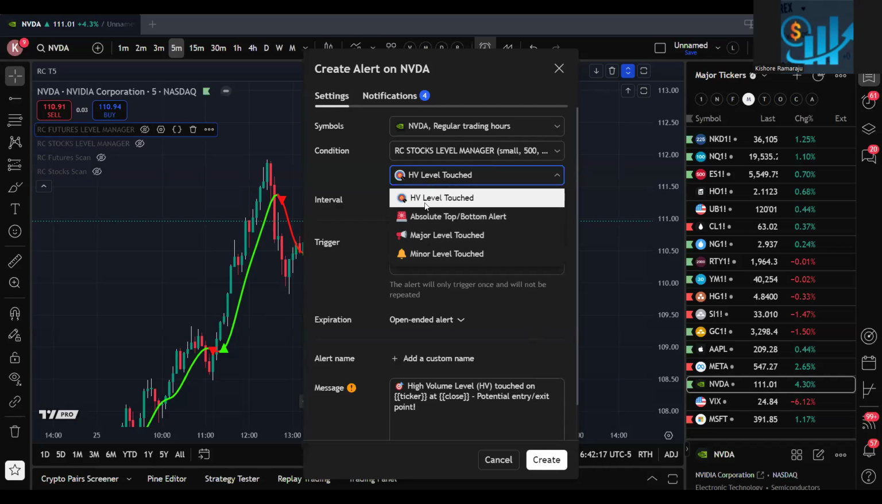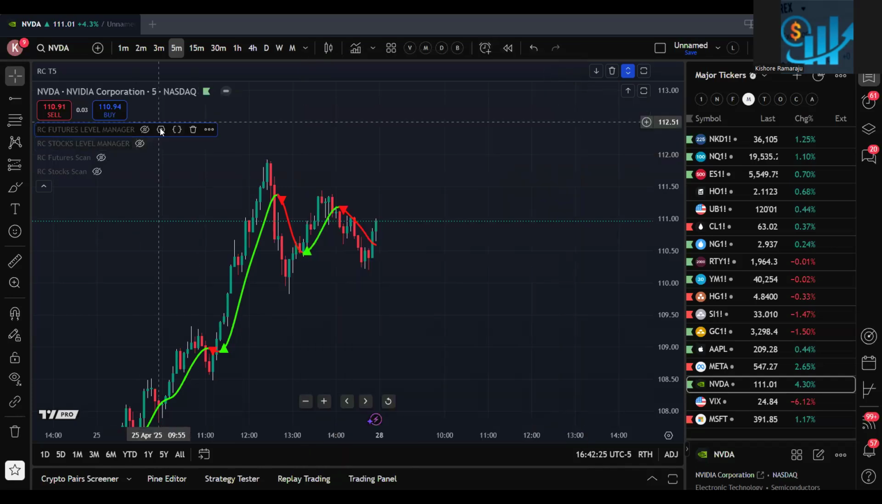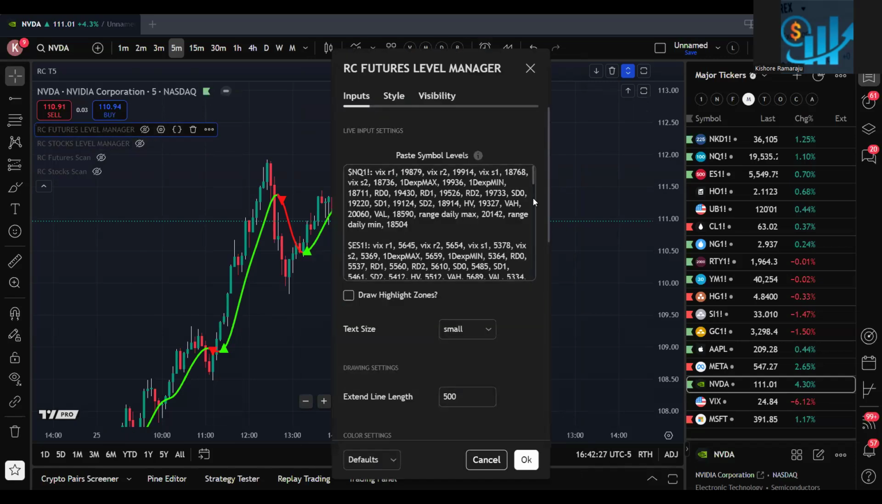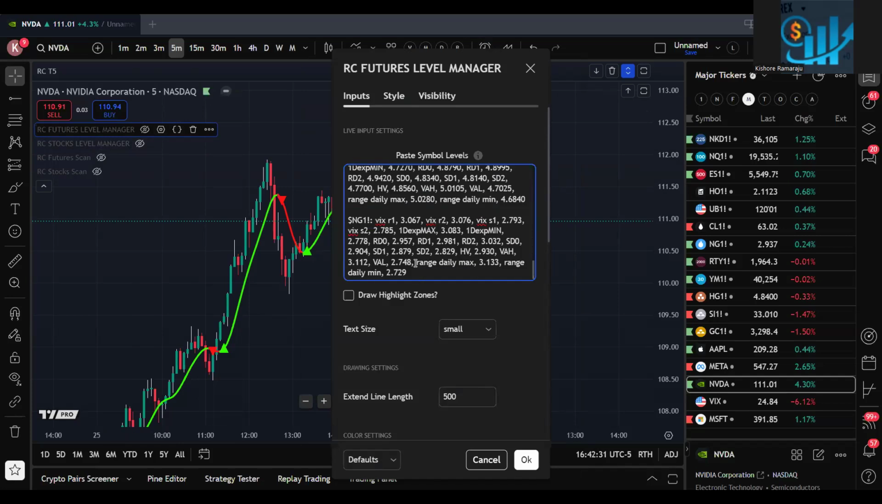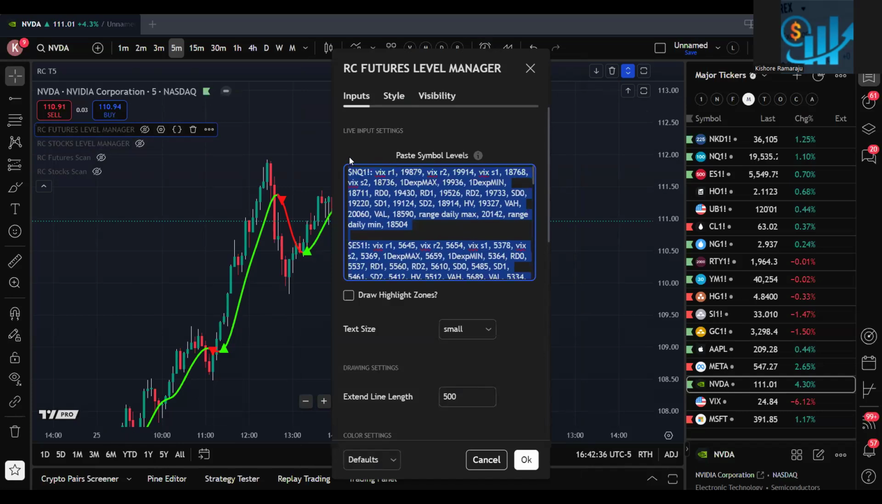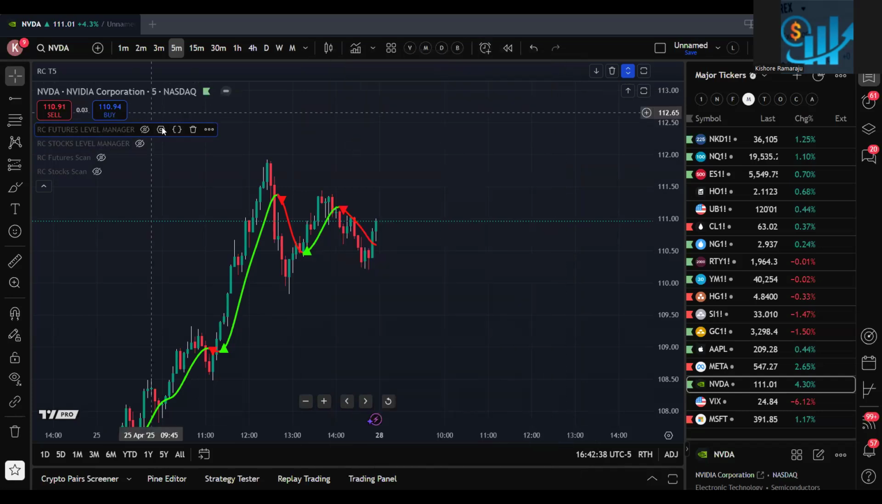So that HV level, right? These two are the most important alerts you can set. Using these, you can put all the levels, so you will know when prices can start moving up or moving down. It will automatically draw the levels for you.